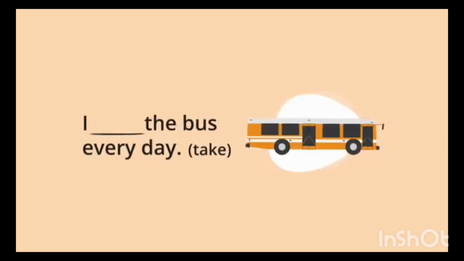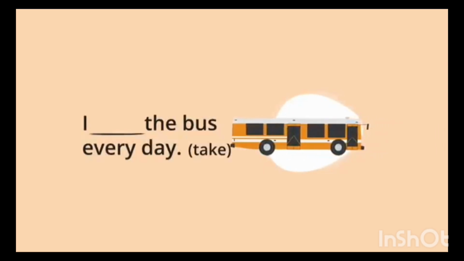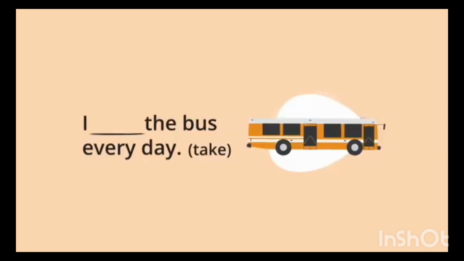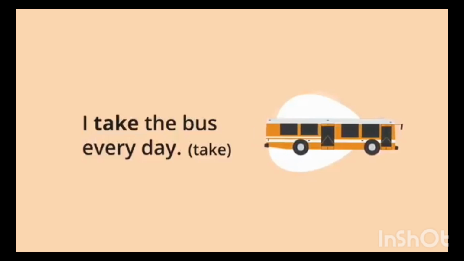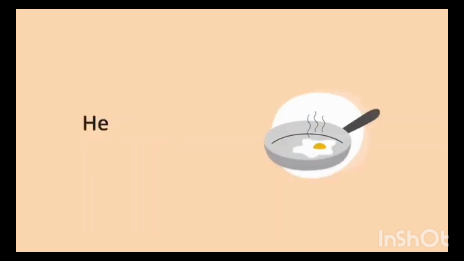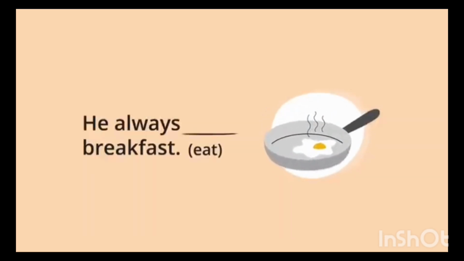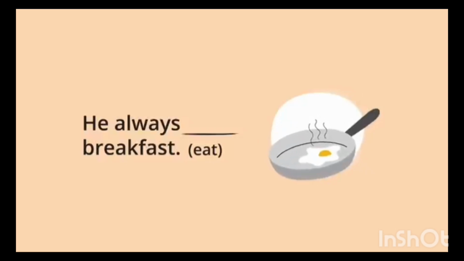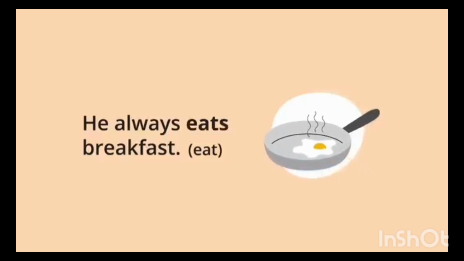I the bus every day. What is the correct form in that sentence? The correct form is I take. We don't need to add any s. He always breakfast. How do we need to write that verb in that sentence? We need to add the s.